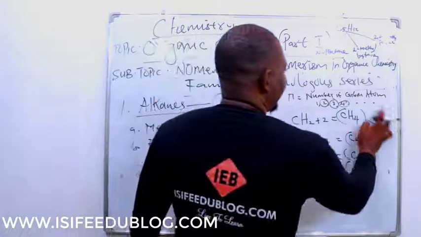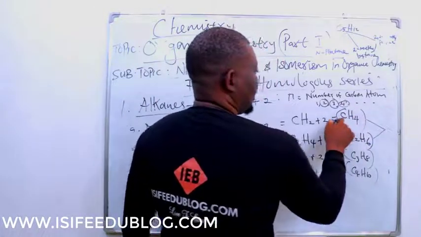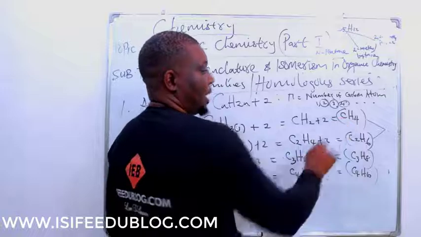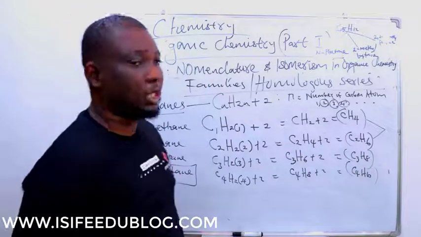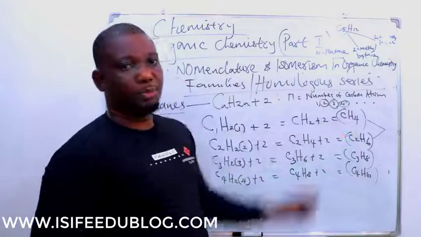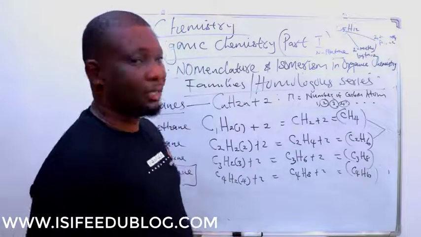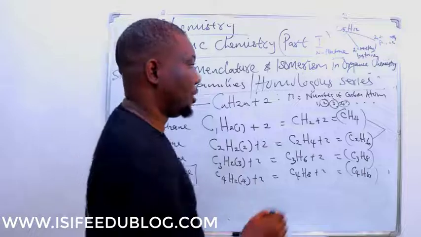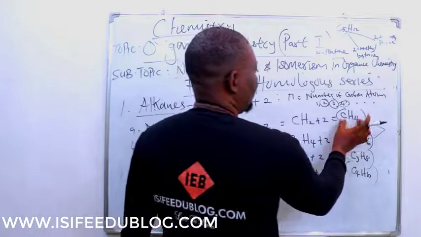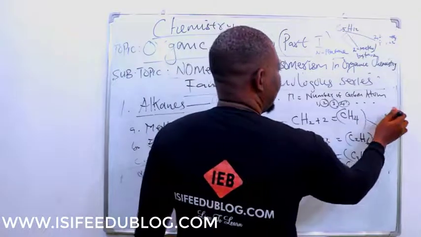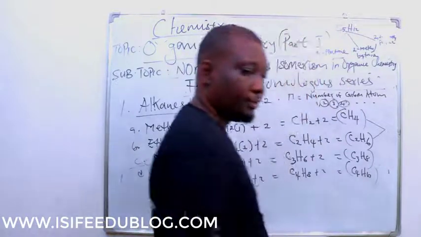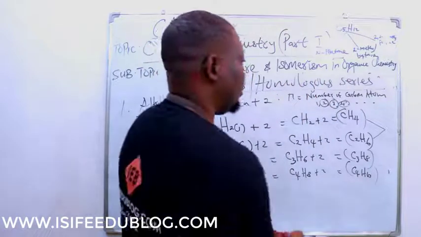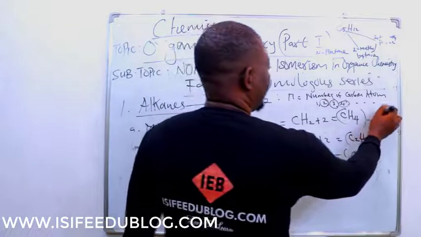The atomic mass of carbon is 16. Sorry, it's 12. Atomic mass of hydrogen is 1. And there are 4 atoms of hydrogen in methane. So that gives me 1 times 4 plus 12. That means the relative molecular mass of methane is 16.